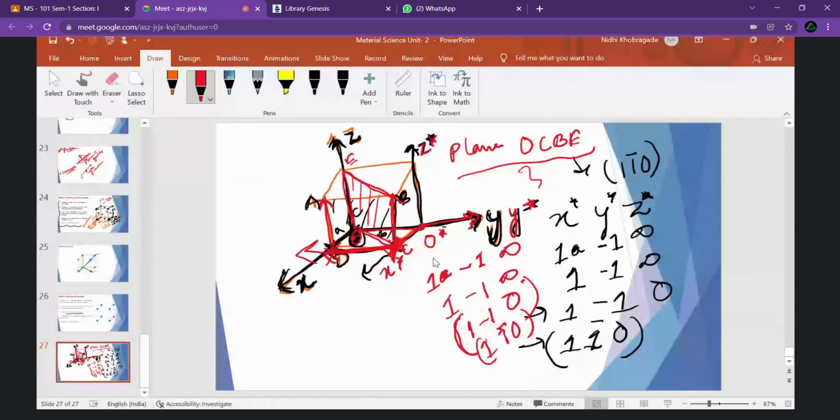That is why it is coming as -1. This is 1, and for z it is 0 because both the lines are parallel. The plane is parallel to the z-axis, right? Parallel means it is infinity. So x is positive, y we are moving in the negative direction so -1, z is infinity. So according to that, the plane OCB has Miller indices 1, 1 bar, 0.